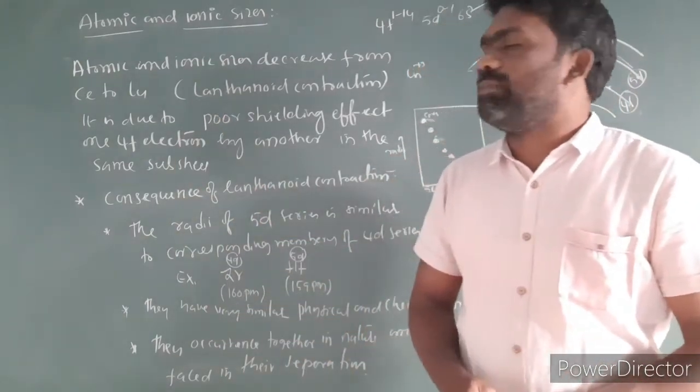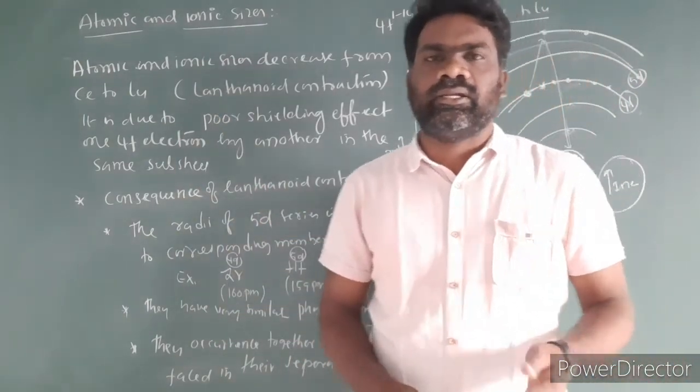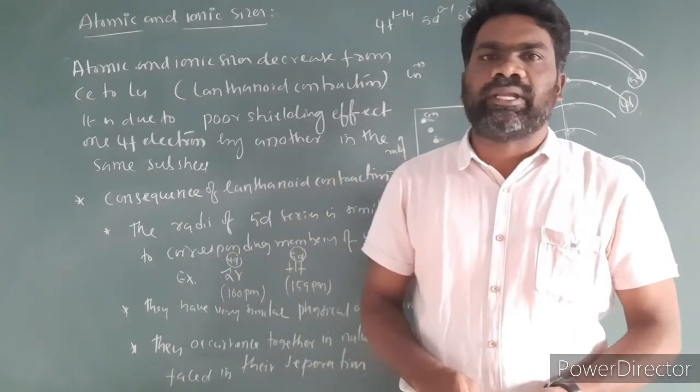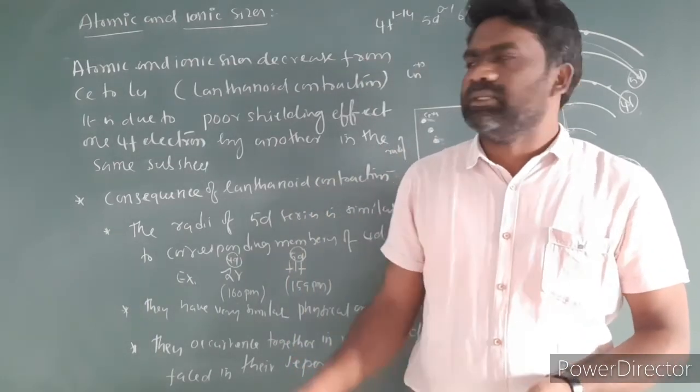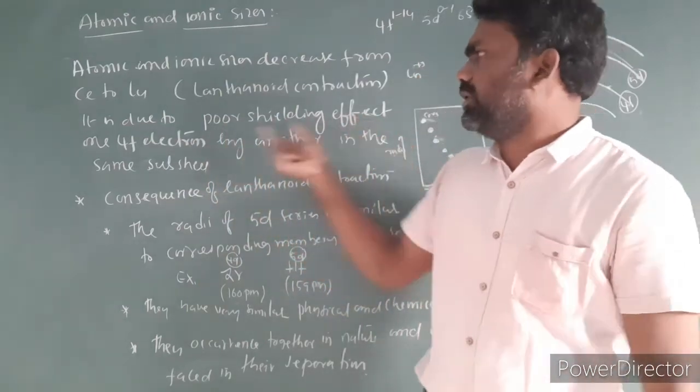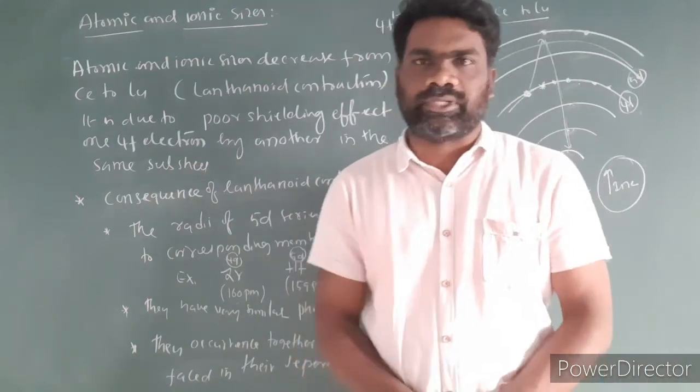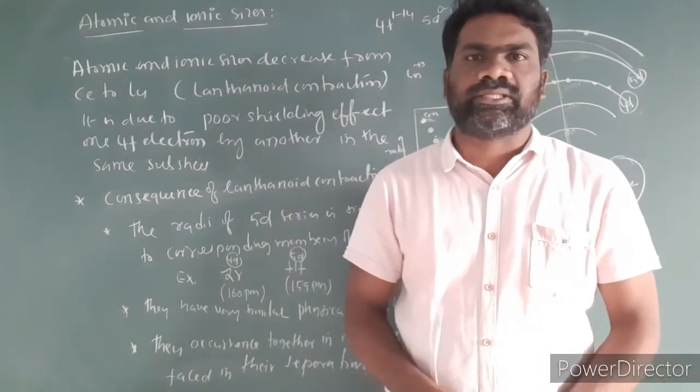These are the atomic and ionic sizes in general. While moving from cerium to lutetium in the 4f series, atomic and ionic sizes decrease. This is due to the poor shielding effect of one 4f electron by another in the same subshell. This is about atomic and ionic sizes.